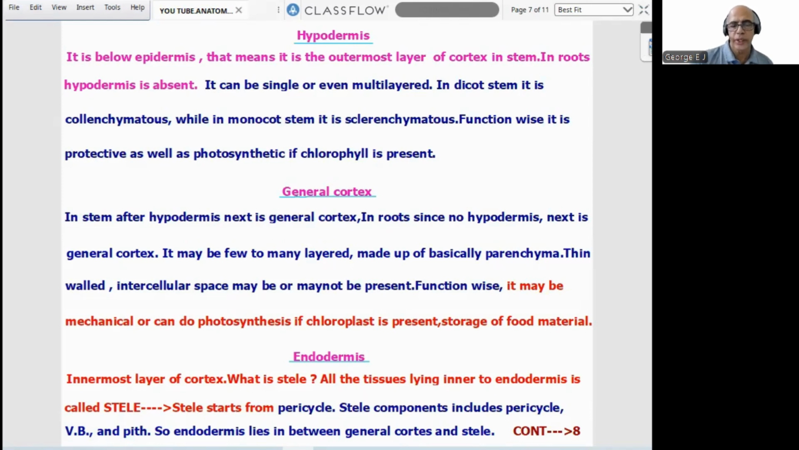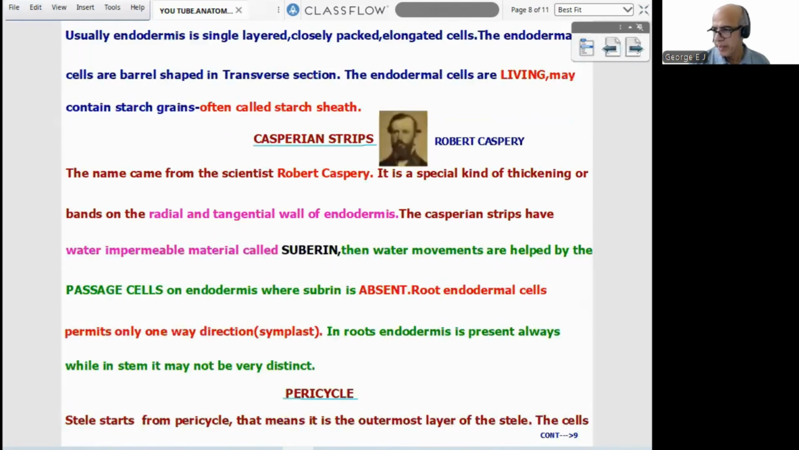Then all the tissue lying inner to the endodermis, the stele, starts from the pericycle. The stele components include pericycle, vascular bundle, and pith. So the endodermis lies in between the general cortex and stele. Then we enter a famous term, the Casparian strip. Endodermal cells are living. Since starch grains may be there, it is called the starch sheath. The Casparian strip is named after the scientist Robert Caspary. It is suberin in nature. Then it is water impermeable. So water enters in those areas through passage cells, where that suberin is absent.